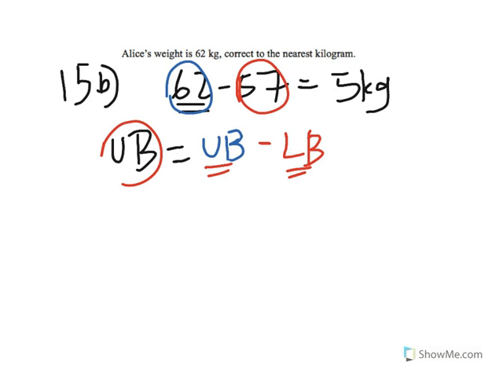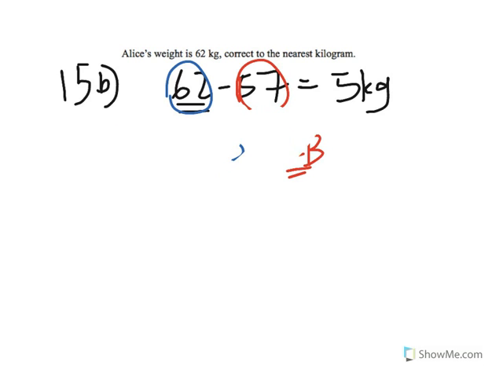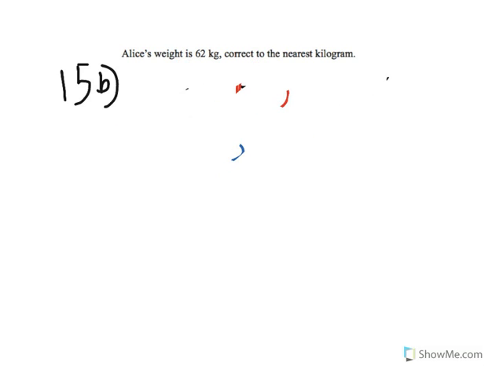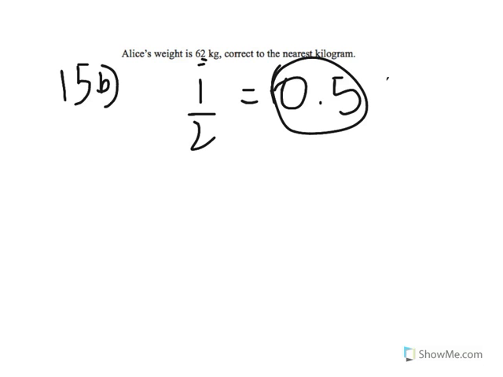So in this case, you have to find the upper bound of Alice's weight. Alice's weight is 62 kgs to the nearest kilogram. So for the upper bound, you take the ones place, which is 1, divide it by 2, and you get 0.5. All you have to do is add the 0.5 to 62. So the upper bound of her weight is 62.5.